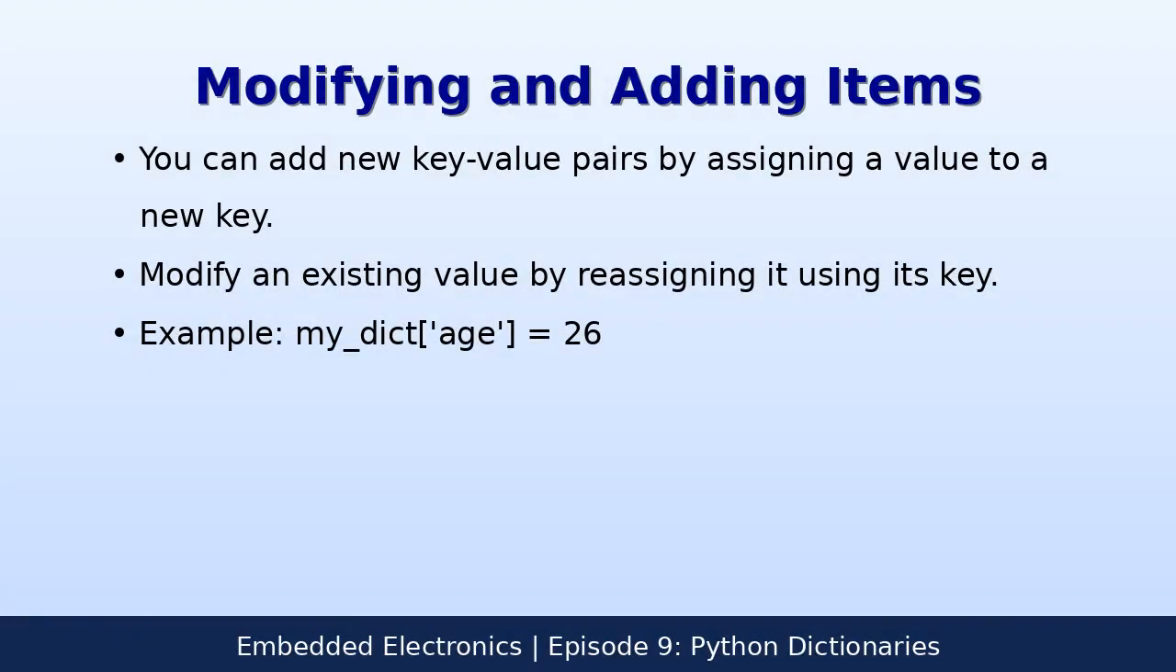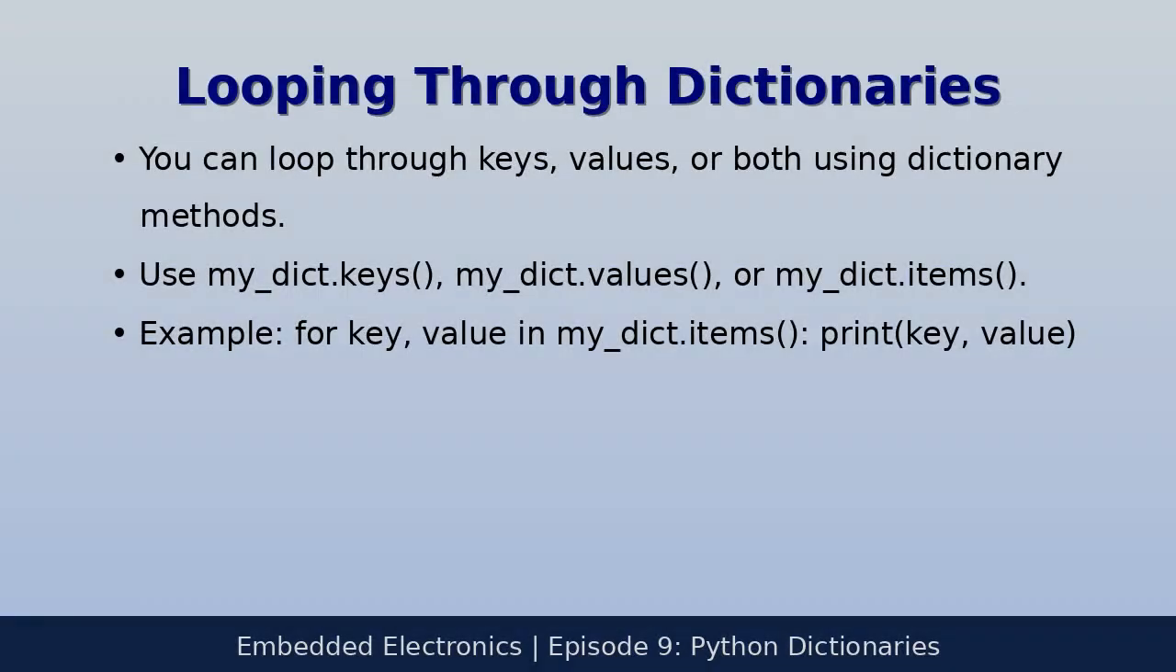You can modify or add dictionary items by assigning a value to a key. If the key exists, it updates. Otherwise, a new key-value pair is added. You can loop through a dictionary using its keys, values, or both. The items method returns key and value pairs.